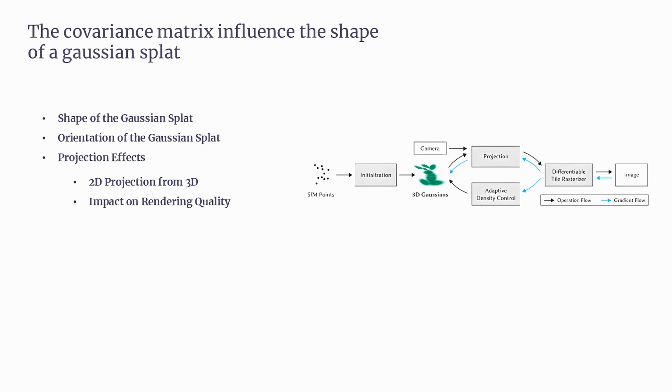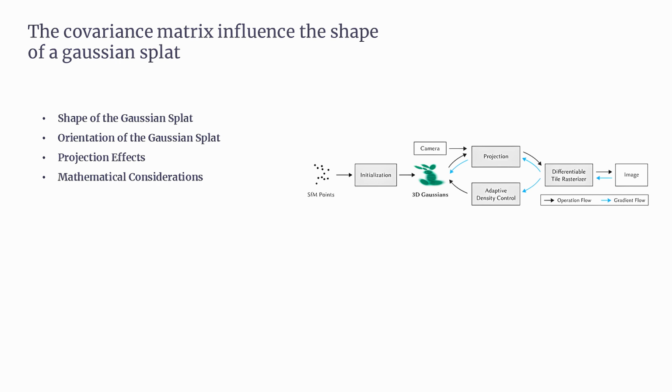2. Impact on rendering quality. The ability to control both shape and orientation through the covariance matrix directly impacts rendering quality. By accurately modeling how Gaussians project onto 2D surfaces, 3DGS can achieve high visual fidelity in complex scenes.